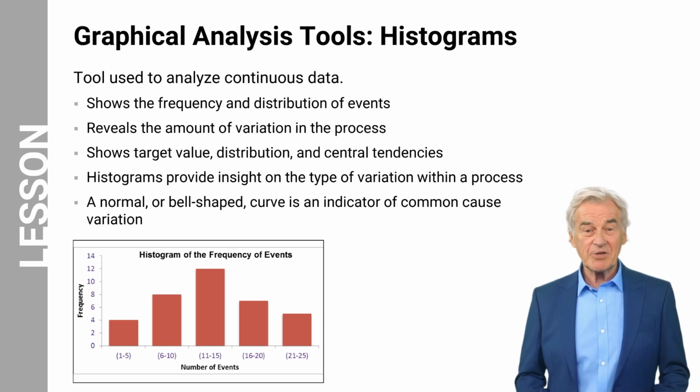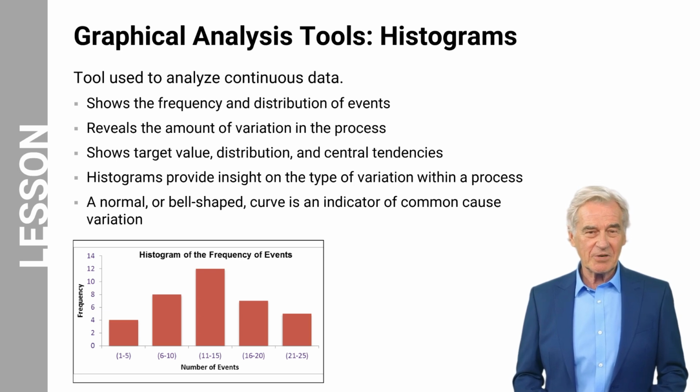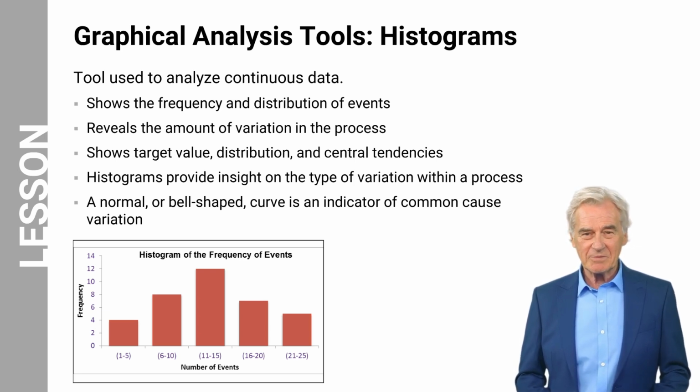A histogram is useful in analyzing continuous data because it shows the frequency and distribution of events, which then reveals the amount of variation in a given process. Histograms clearly mark the target value, the distribution of the data, and the data's central tendencies. Furthermore, histograms provide insight on the amount and type of variation within a process.